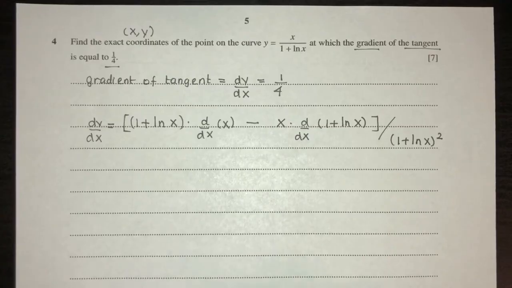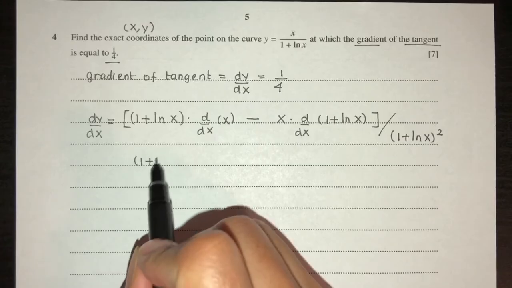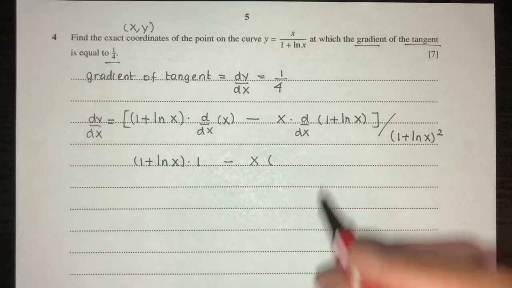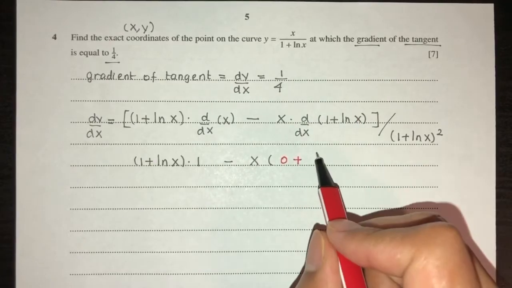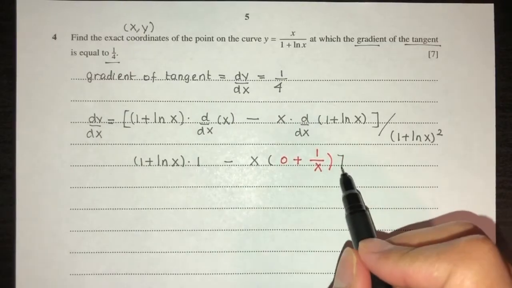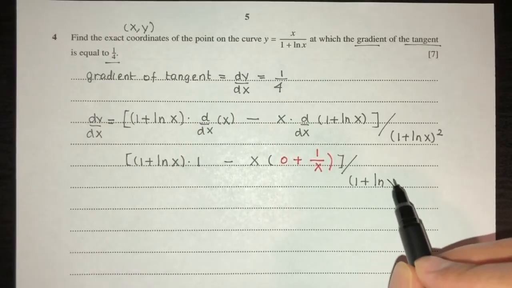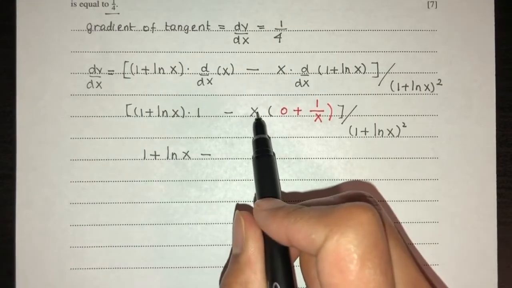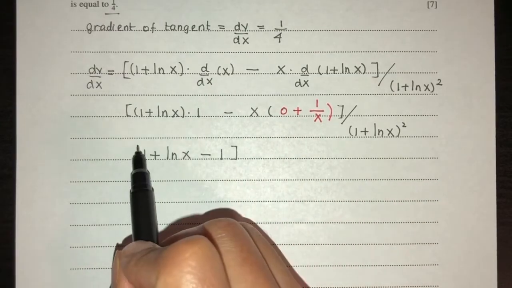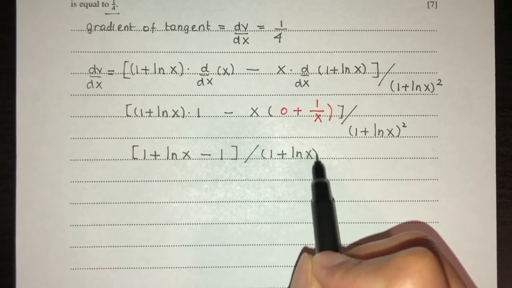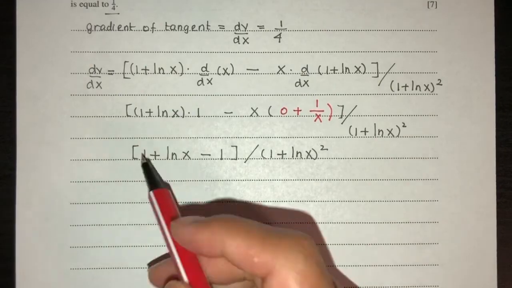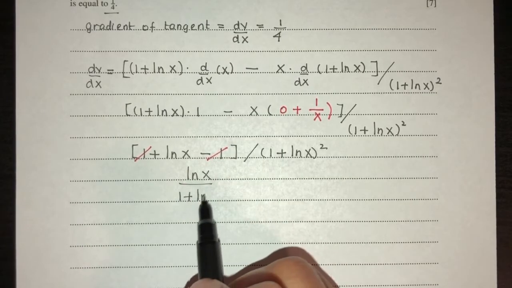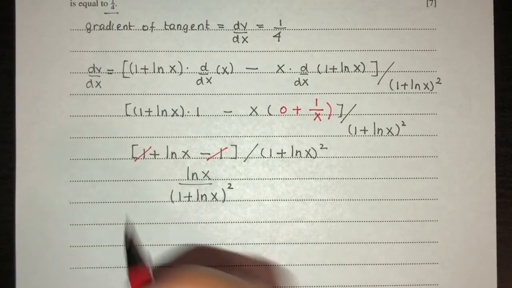Okay, now we just have to simplify one by one. This one will be the same, so 1 plus ln of x times 1, now minus x times, now d by dx of 1 is 0, plus d by dx of ln of x will be 1 over x. And then all of this will be divided by (1 plus ln of x) squared. Now we simplify: 1 plus ln of x minus, x times 1 over x will become 1. Everything again divided by (1 plus ln of x) squared. Now we have 1 minus 1, they will cancel out. So you will have ln of x on top and (1 plus ln of x) squared in the denominator. And that is your dy by dx.